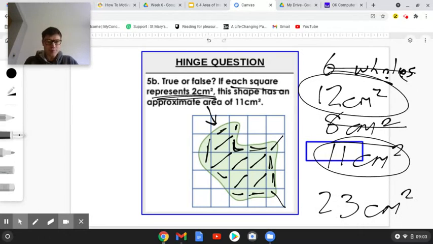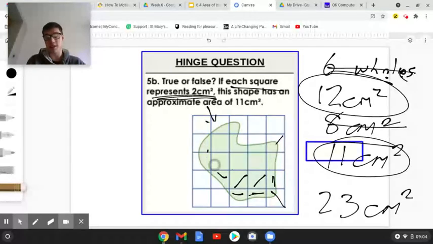Now, the reason why these are tricky is because my answer might be different to your answer. Your answer might be higher and might be lower. You need to use your best judgment. So if I've said 23 and you've put 22 or 22.5, I'm fine with that. It's okay because you've got it roughly. It's estimating. The most important thing is that this shape can be nowhere near 11 centimetres squared.